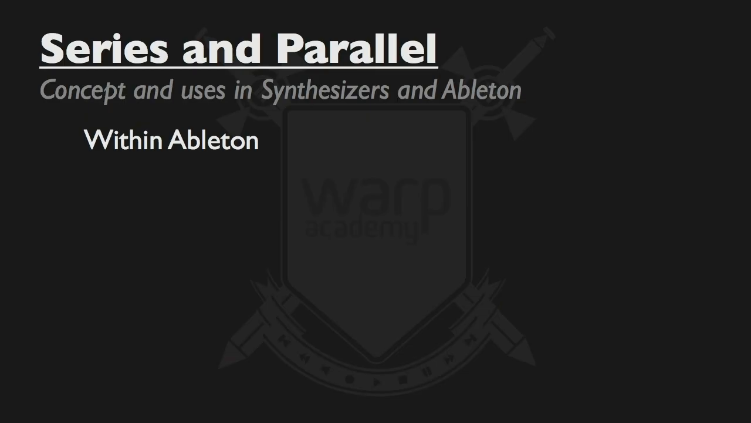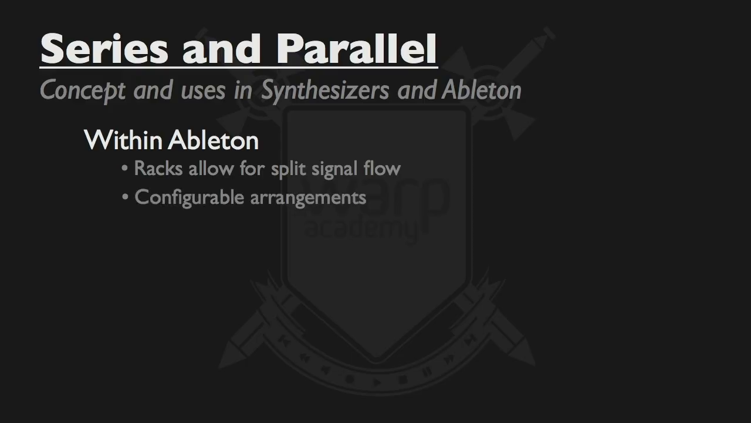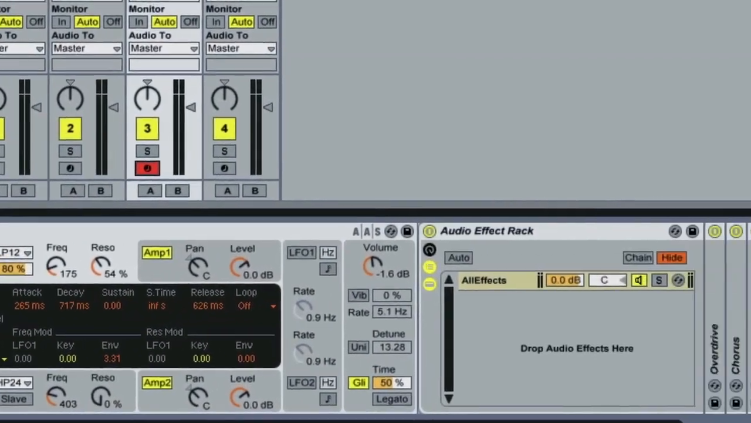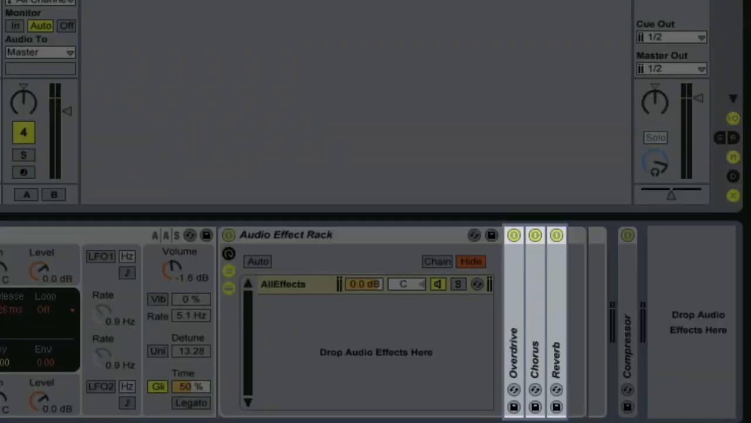One of the most powerful aspects of Ableton's rack system in terms of sound design is its ability to split signal flow in the same manner as a synthesizer, with configurable arrangements. And again, this touches on our modular approach. Here I've taken our simple Analog patch from the last example and I've added some effects. In this case, some distortion, chorus, and reverb.